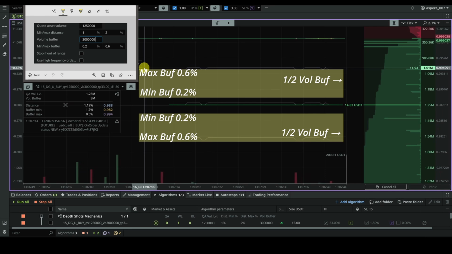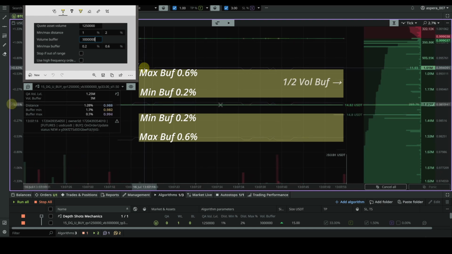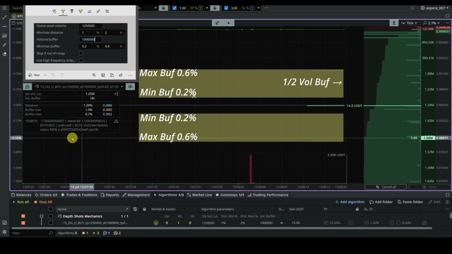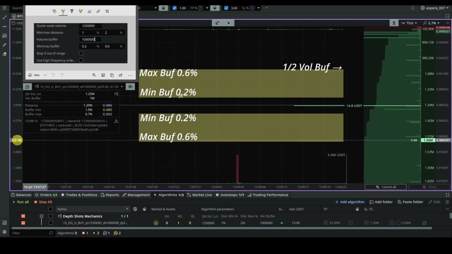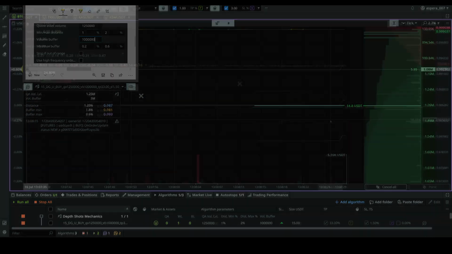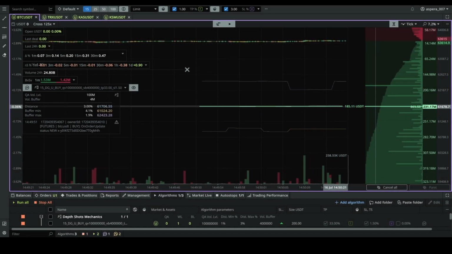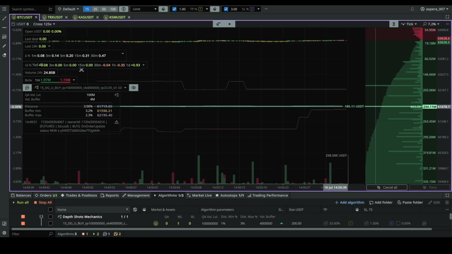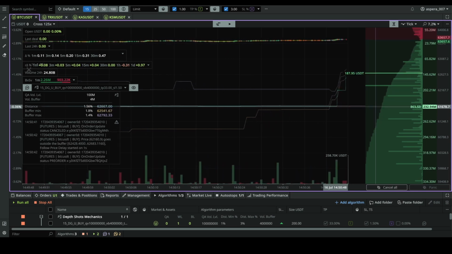So if one half of the volume buffer is located within the range between the minimum and maximum percentage buffer limits, then the volume buffer value takes priority, and that's where the buffer stays. On the other hand, if one half of the volume buffer is outside these limits, then the buffer line will be placed at the nearest percentage limit line. The buffer above the order and the buffer below the order live their own separate lives, despite the fact that they have the very same rules apply to both of them.